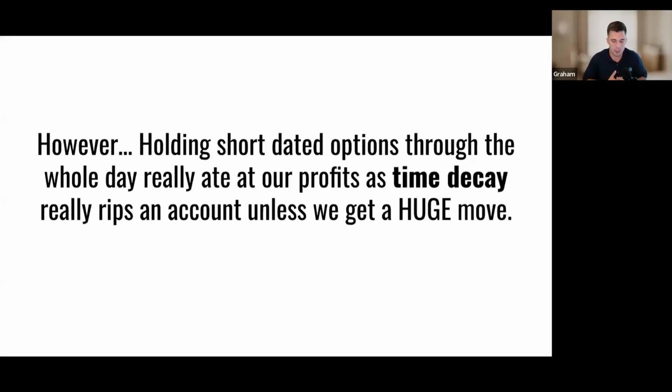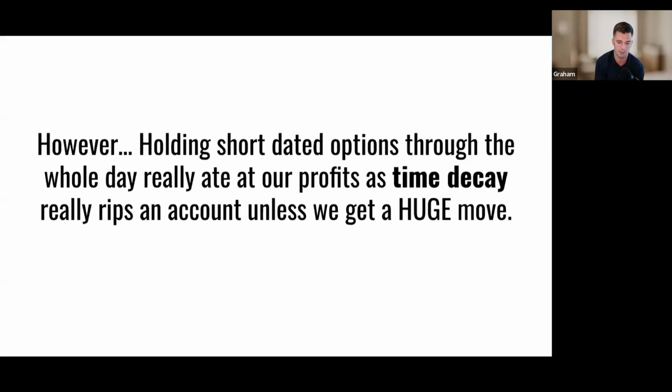However, I'm an options trader. I mean, we could trade stock on this and go for 0.2%, 0.3% and see how that stacks up over a year. I'm sure if you have a ton of money, that would be awesome. But for options, we want to go for leverage. However, holding short dated options through the whole day really ate at our profits, as time decay really rips an account unless we get a huge move.